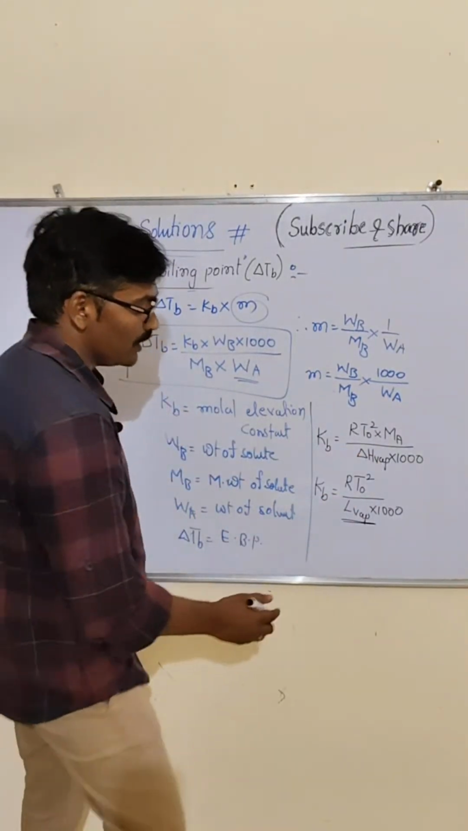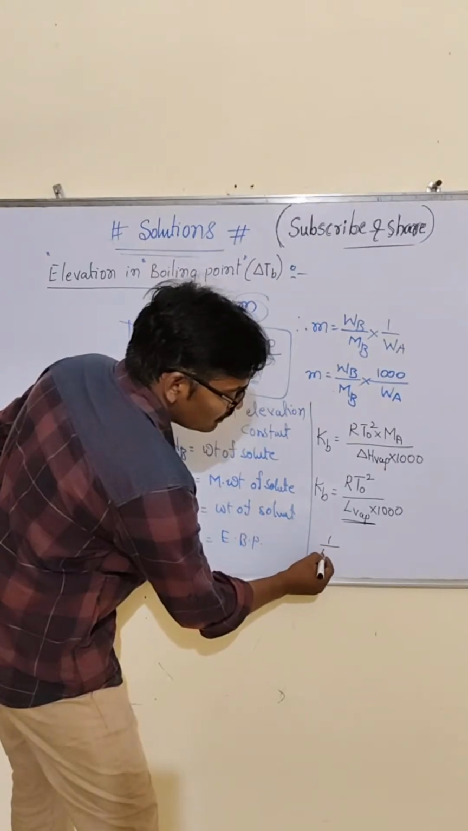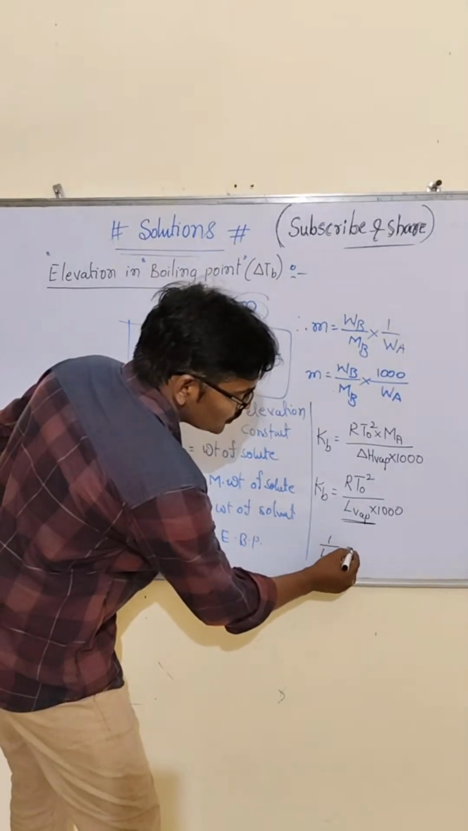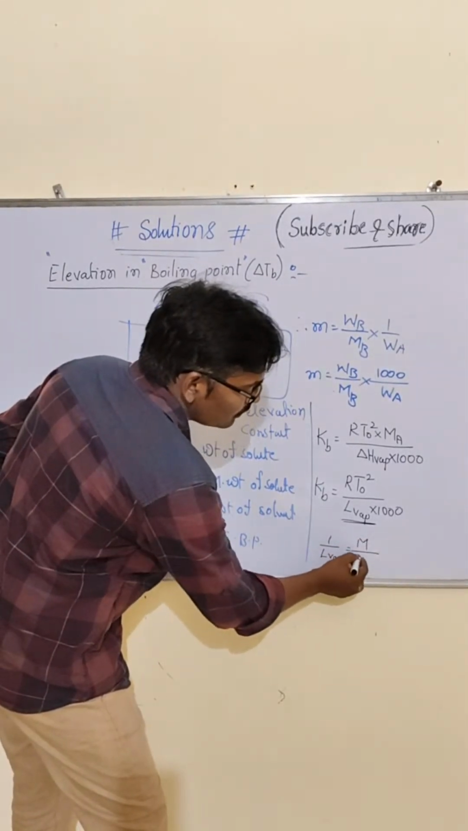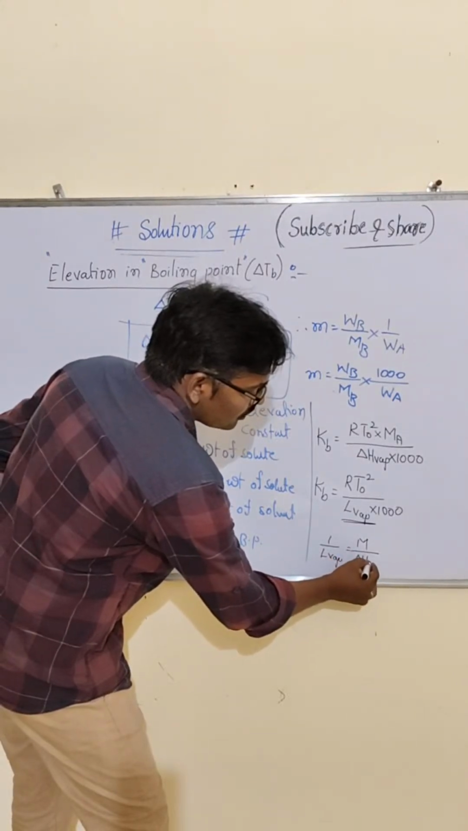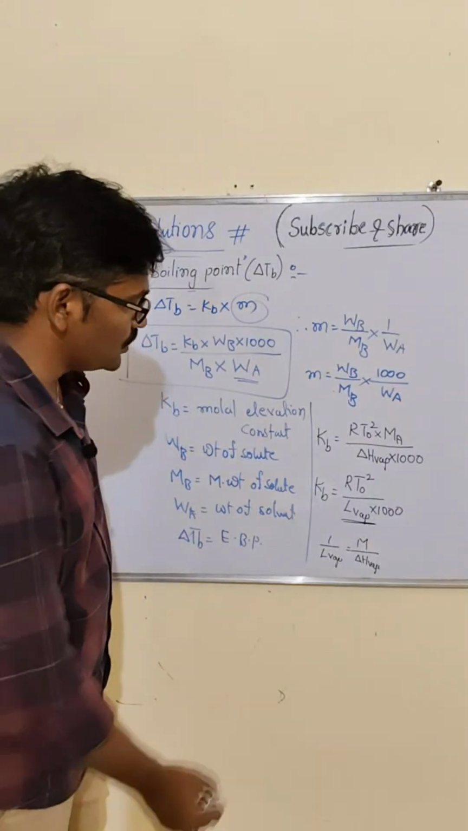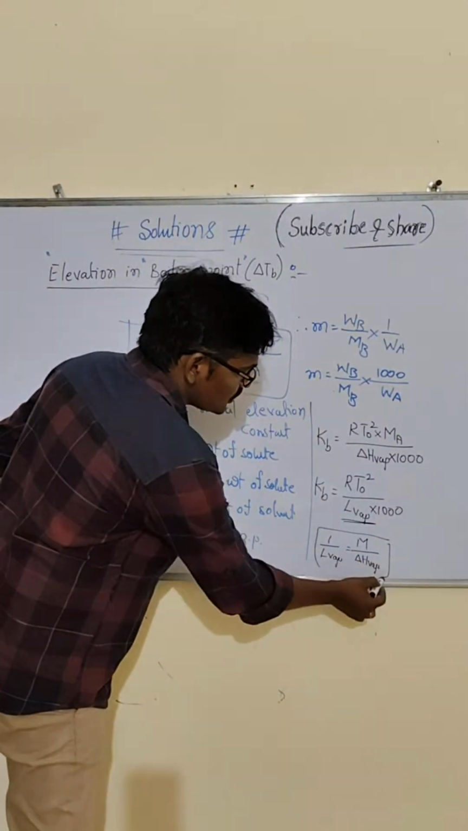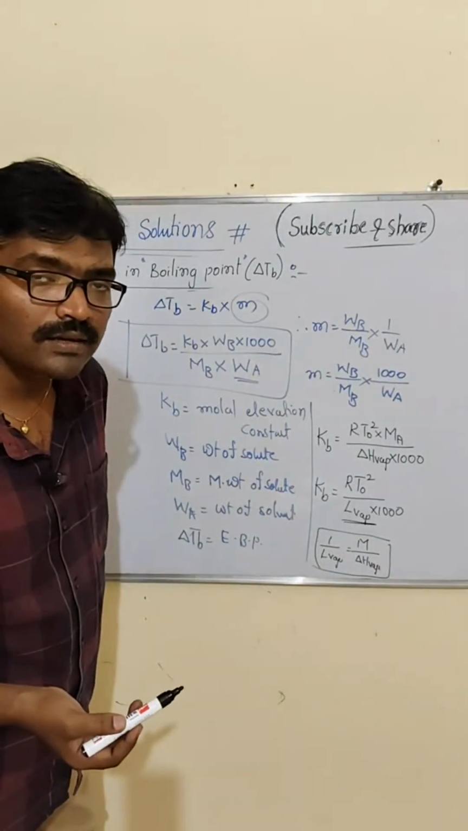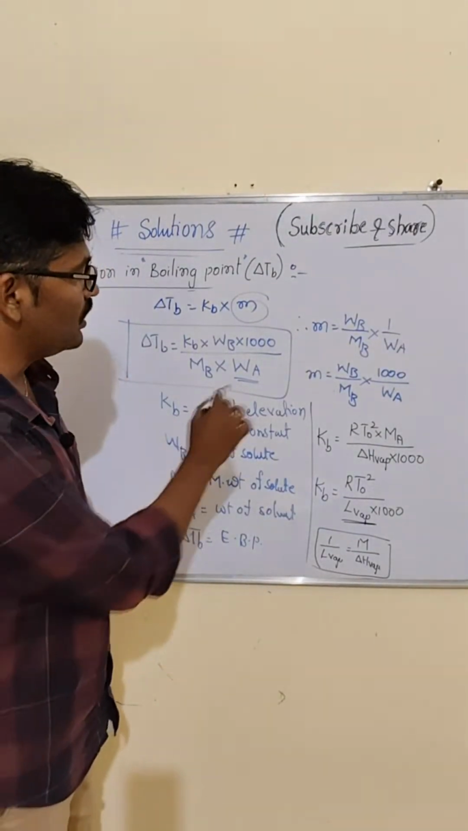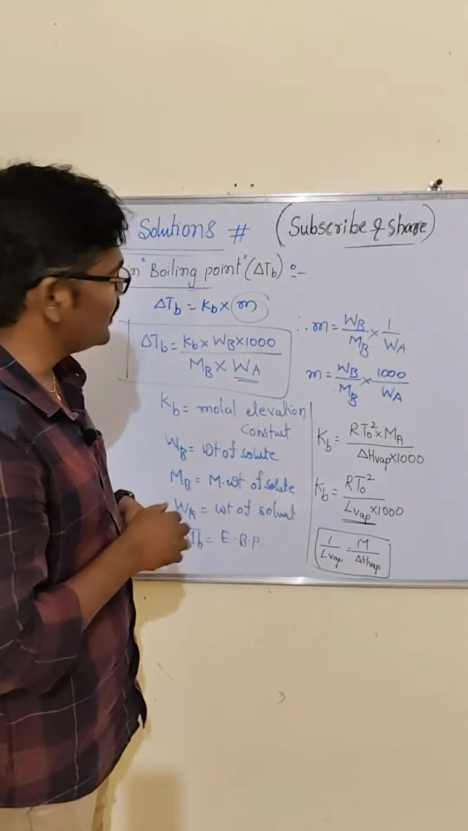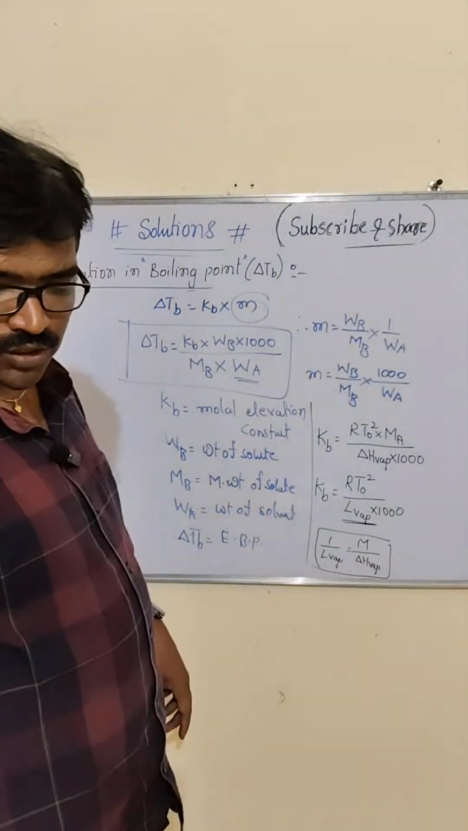Why? What is the reason? 1 divided by latent heat of vaporization equals molar mass divided by delta HVAP, nothing but the change in the enthalpy of vaporization. Clear, my dear students? Understand? Yes. Based on all the constants, we got the formula like this. Now we'll see the question.